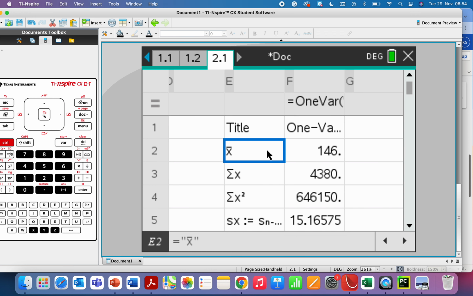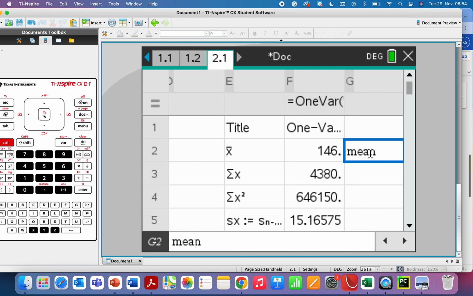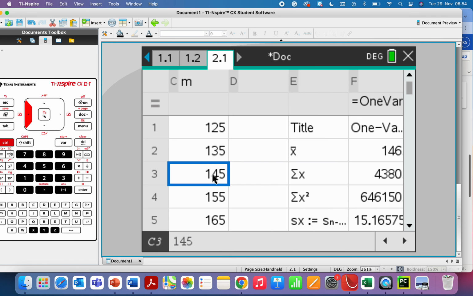Now this, X bar, is actually the mean. I'll just put the mean. My TI Inspire recognizes mean as a built-in command, so I won't press enter. So there's the mean, X bar. The sigma X is 4380. This is what you would get if you added up all the numbers.